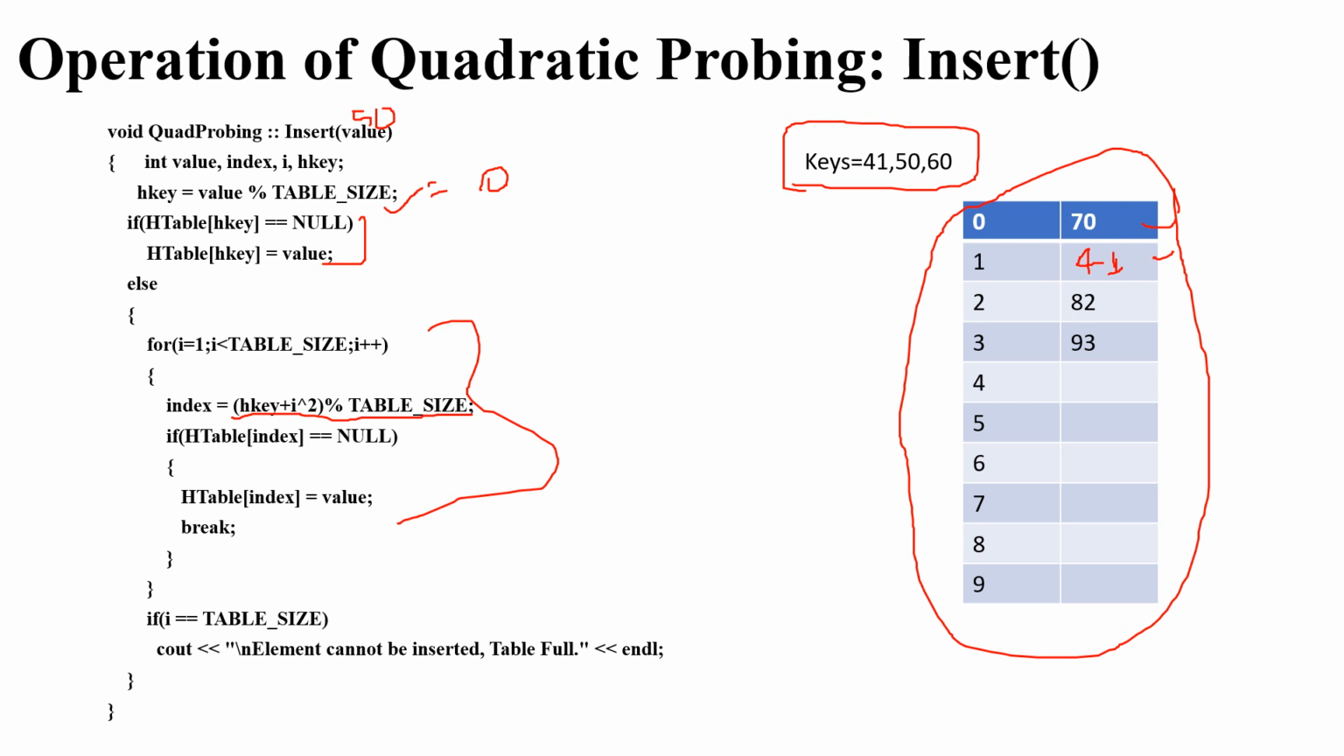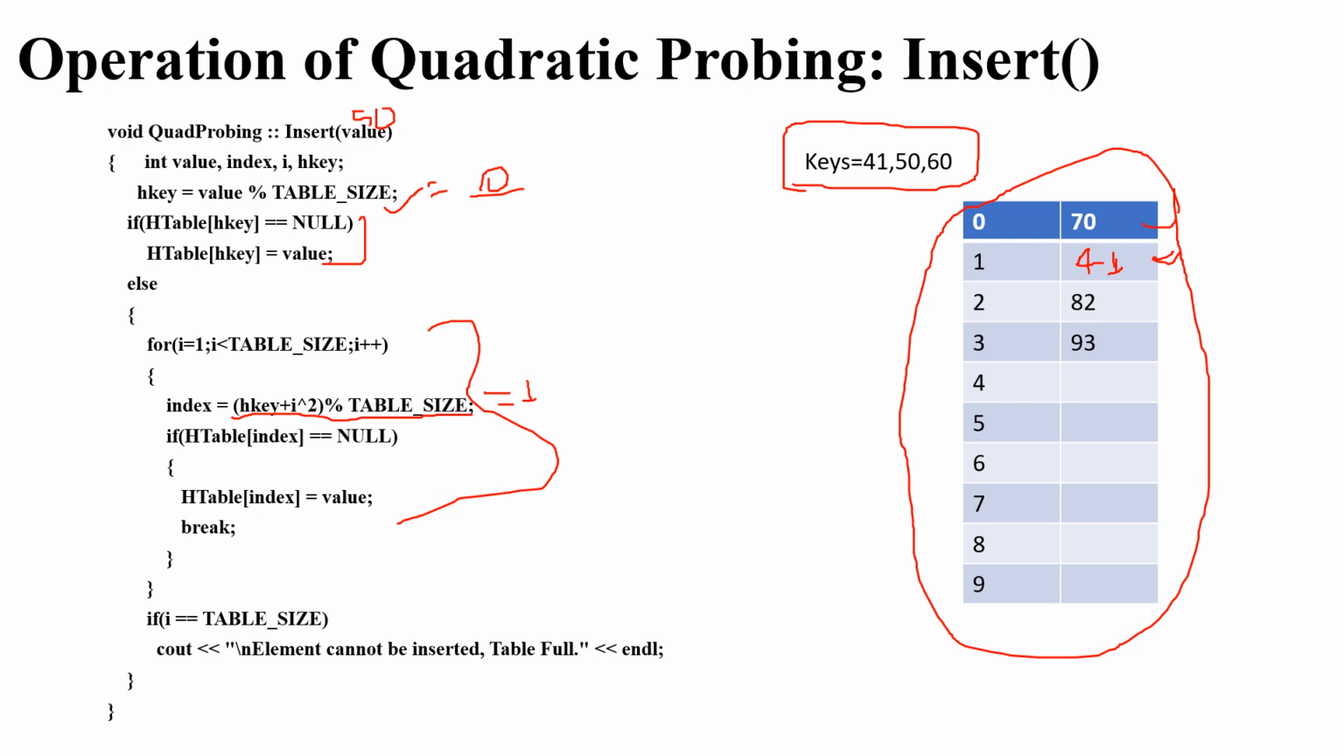In the else part, you calculate the index using quadratic probing. The h of k value is 0, and i is 1, so 0 plus i square, and 1 square is 1. So 0 plus 1 modulus table size 10 gives the value 1. Now check whether hash table of first index equals null. No, the condition fails.